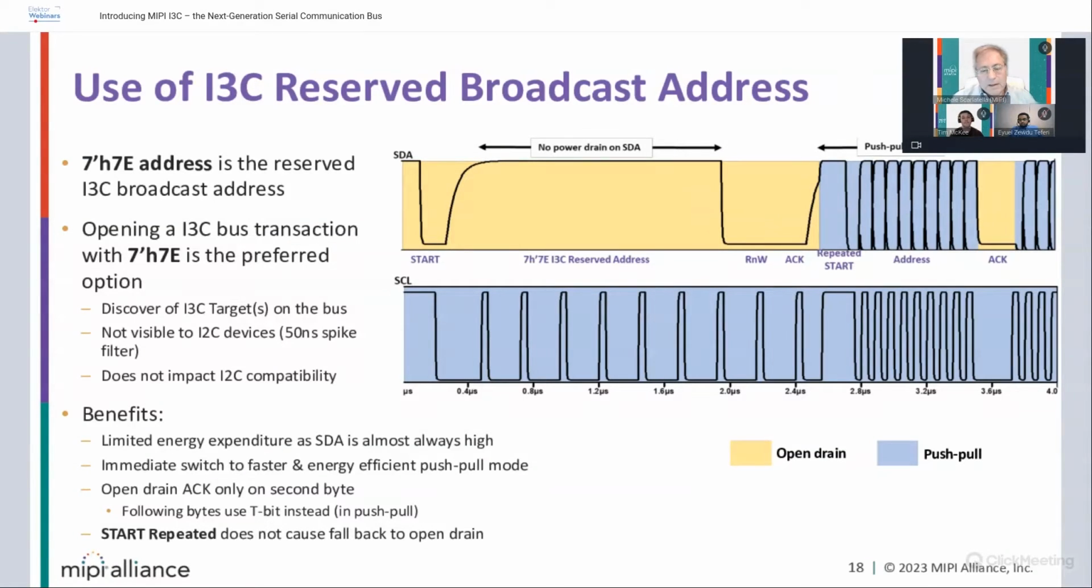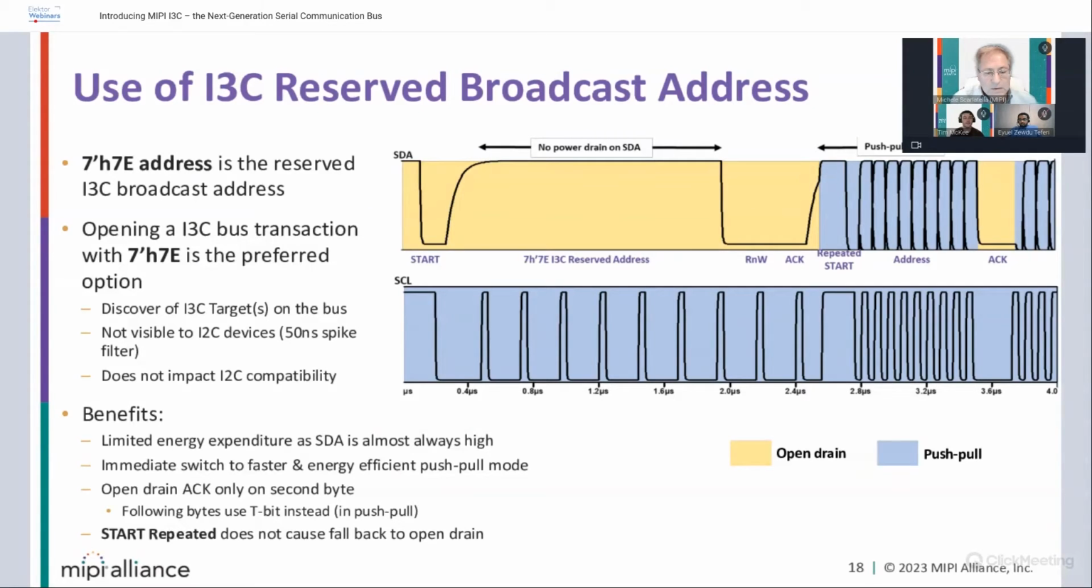And notice that at the end of the second byte, it goes again back to open drain to see if there is an acknowledge. And then eventually, if it continues, there is no more open drain generally. And this is true 99% of the time. There are special cases in which it is not true, like in dynamic address assignment.